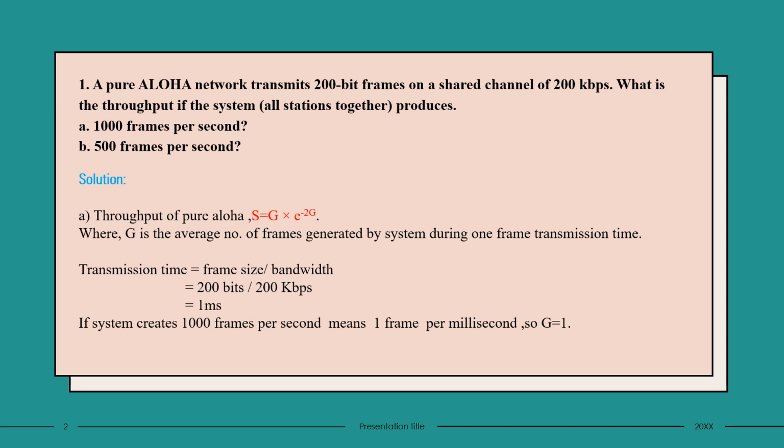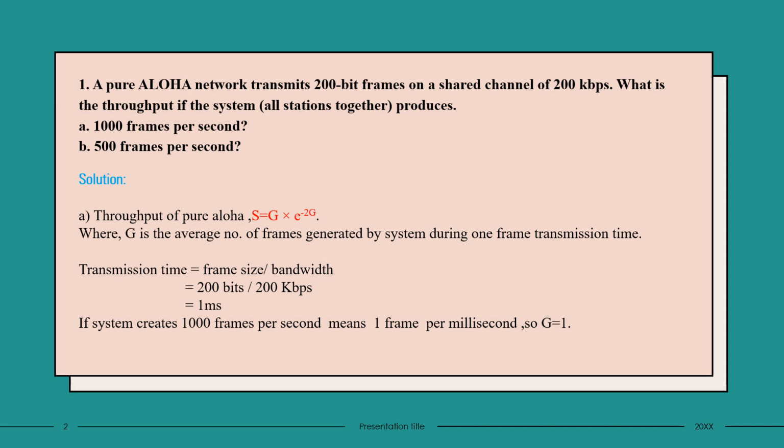As you all know, the transmission time formula is frame size divided by bandwidth. Here the frame size is 200 bits divided by bandwidth. Bandwidth is 200 kbps, which gives the value as 1 millisecond. So the transmission time is 1 millisecond.